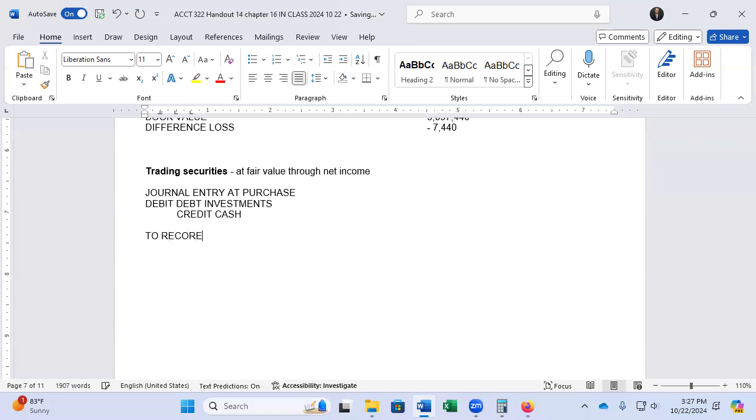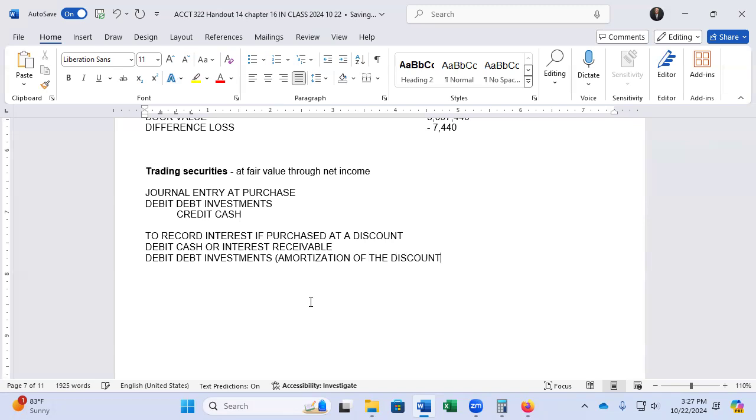To record interest if purchased at a discount, we debit cash or interest receivable. We debit debt investments for the amortization of the discount. And then we credit interest revenue.